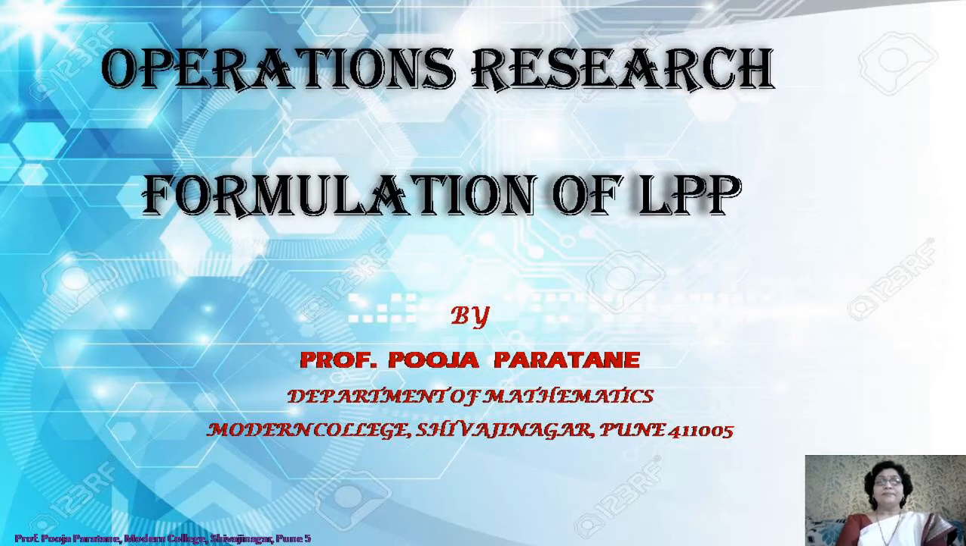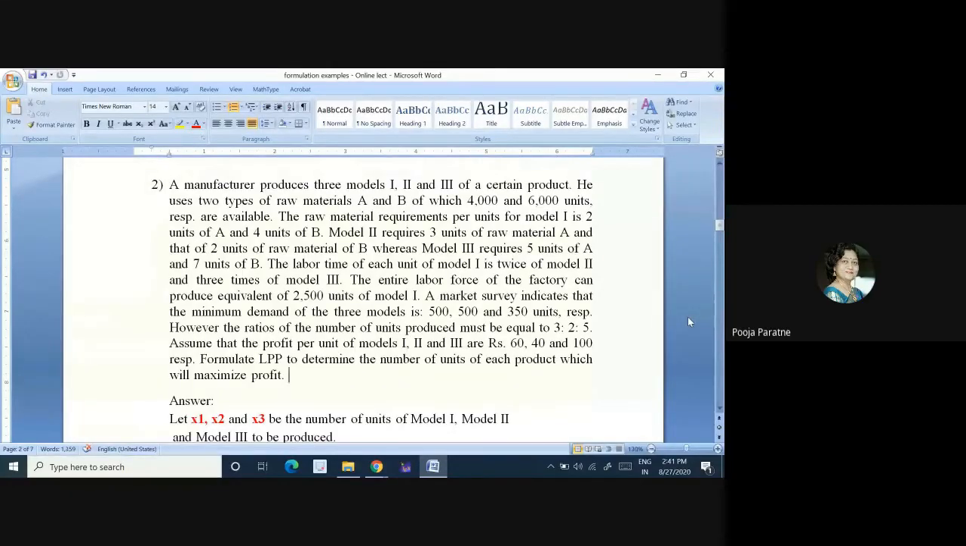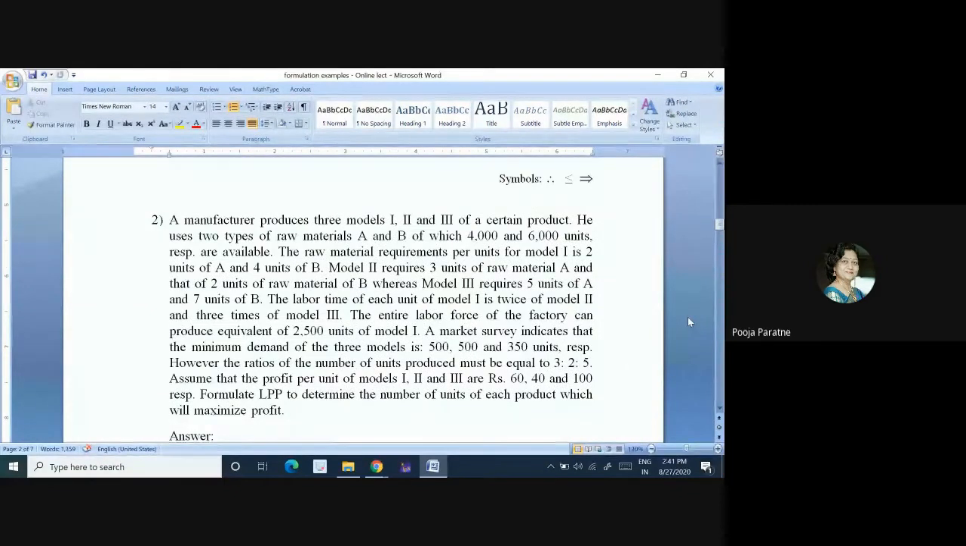So let us see the example based on this. It's a very big example, but if we make parts of this example, it is easy to formulate it properly. Let us read that example first, because from that example we have to decide the variables. We have to identify which variables are there. So let us read this example.